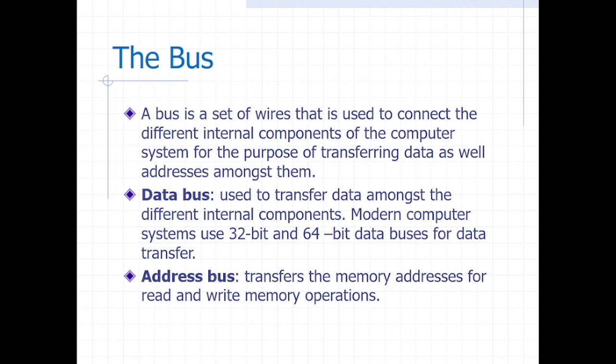As I mentioned, a bus is a set of wires used to connect the different internal components of the computer, ideally because we need to transfer data as well as addresses amongst them. Apart from the system bus that we're going to look at, we also have the data bus. The main function of the system bus is to ensure that data is transmitted. The data bus is used to transfer data amongst the different internal components of the computer, and it can be determined by its width. That's why we started having the 4-bit data bus system.